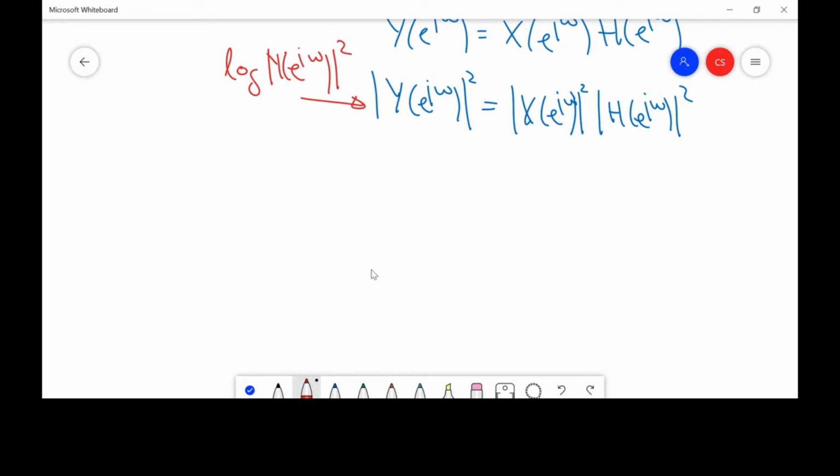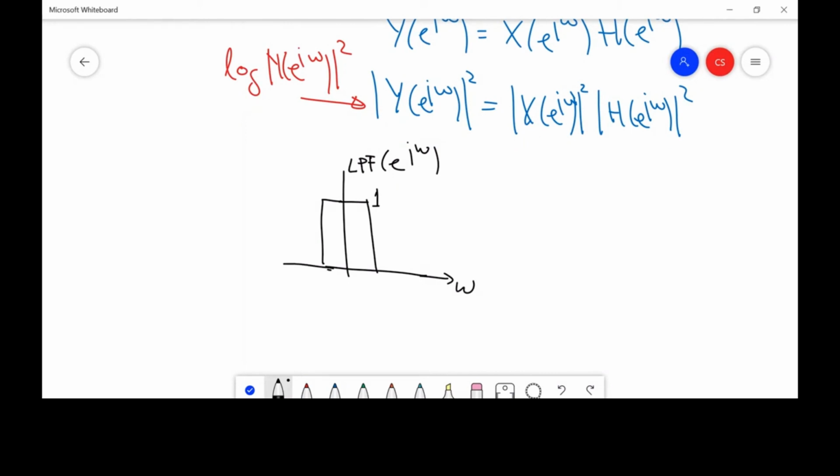Okay, so let's say that we have a low-pass filter. This is a low-pass filter of omega, this is 1. So this is the ideal low-pass filter.